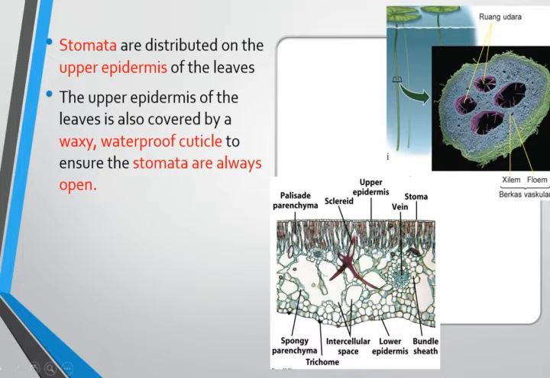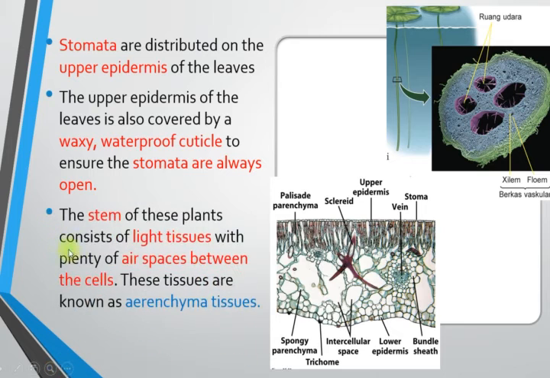The stem of this plant consists of light tissue, with plenty of air spaces between the cells. These tissues are known as parenchyma tissues. You have to remember that parenchyma tissues refer to the tissues that have a lot of air space.